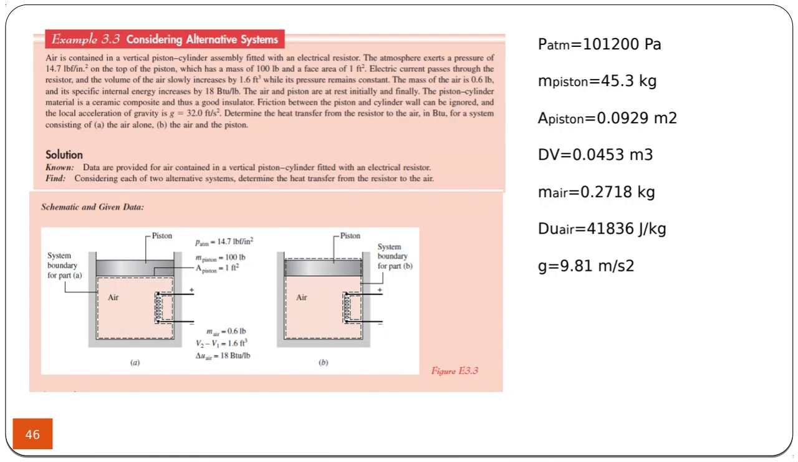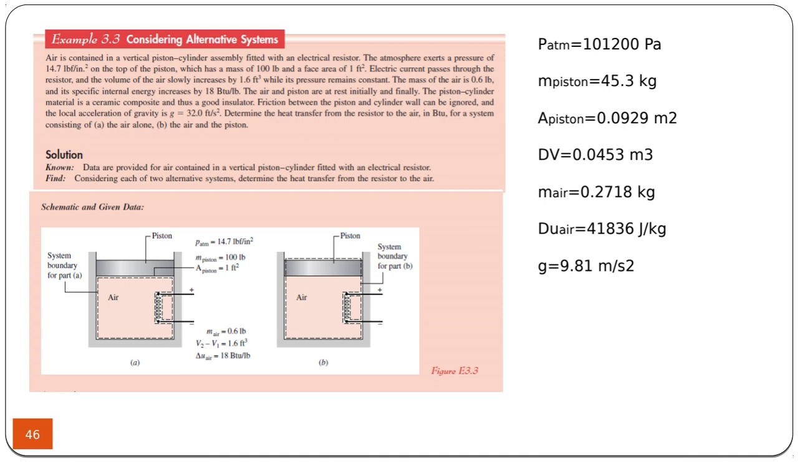In this example, we are given a piston cylinder system in which there is air. So in this piston cylinder system, there is air, and this air is heated by an electrical heater. So a system boundary is taken to exclude the electrical heater.